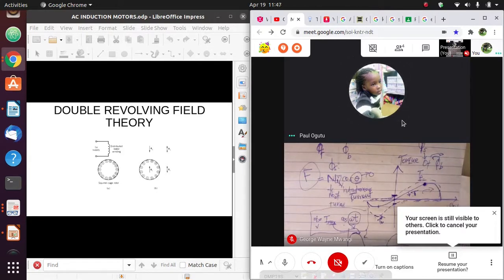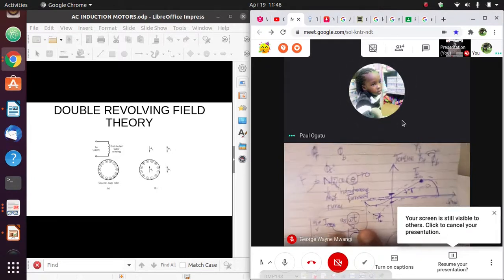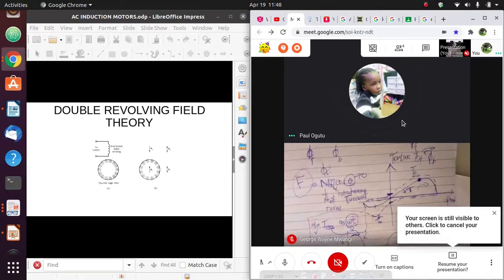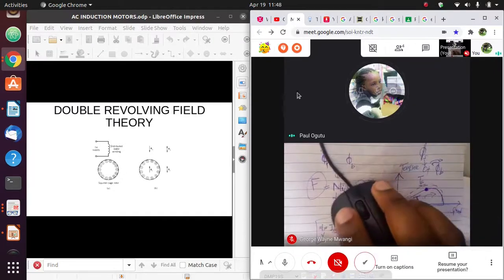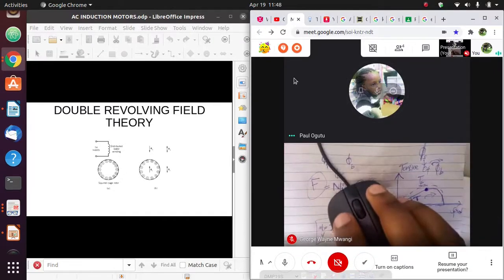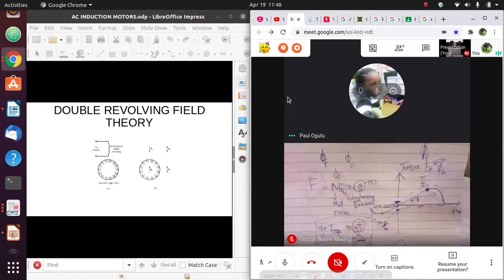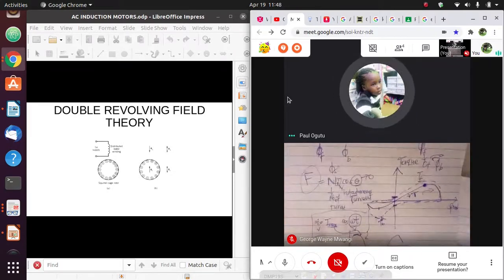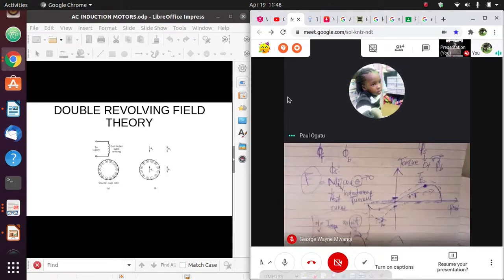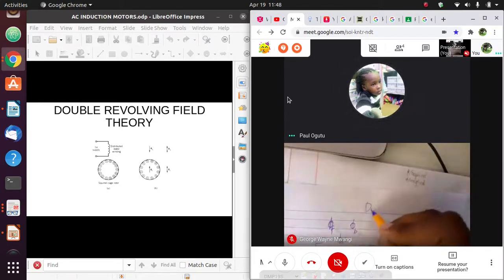Now we are seeing why this motor is not self-starting. Are we having an idea why it's not self-starting and how we can make it self-starting? I know it's very difficult to understand the first time, but what I can do is recommend some videos which can explain it more simply. My explanation might not be the simplest, but I just want you to understand so that if you're given an exam and told to explain double revolving theory, you are able to.